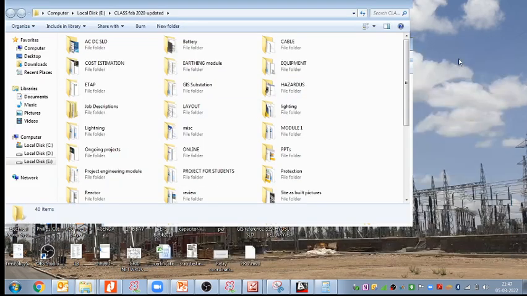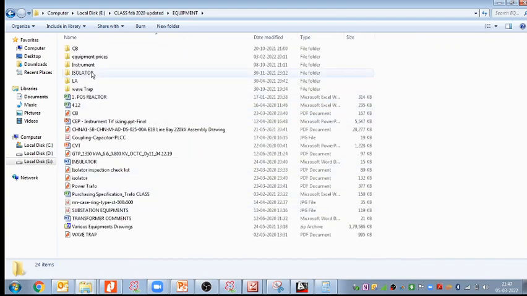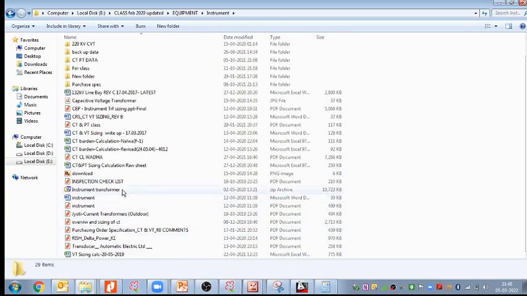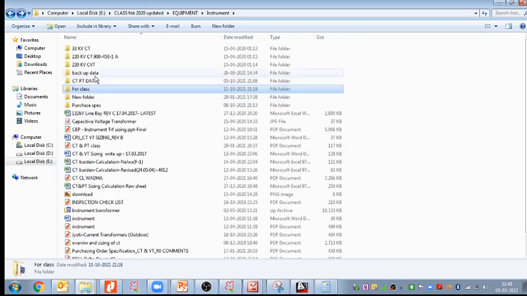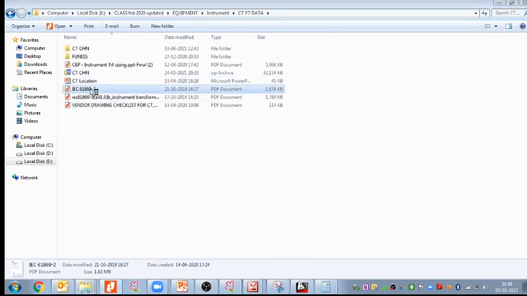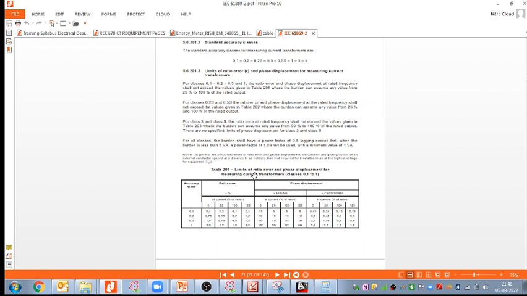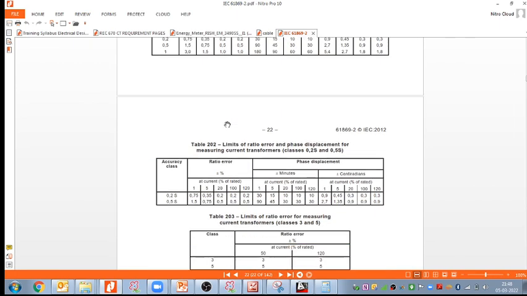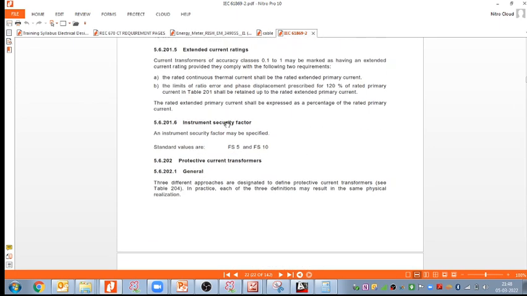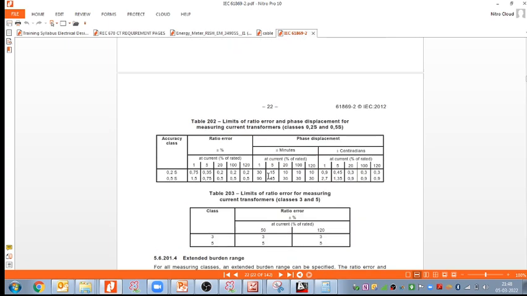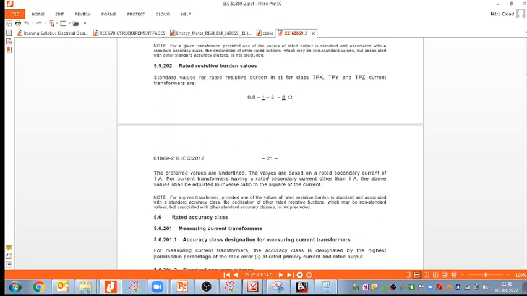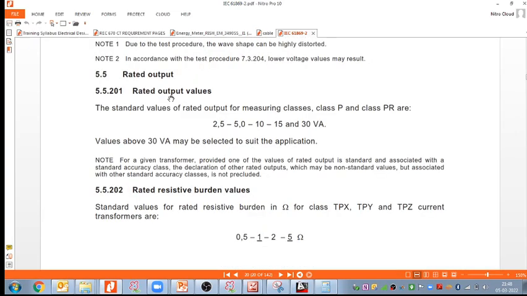And we can see from the IEC, instrument transformer, and then 61869 CT PT for class. Yeah, 61869 part number 2. Yes, the same screenshot I have taken from this IEC. This IEC I have already given to all of you. Okay. Yes, so we can see here the standard VA burden. Yes, rated output values.